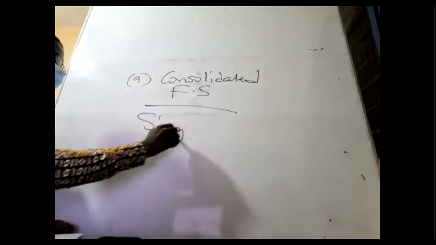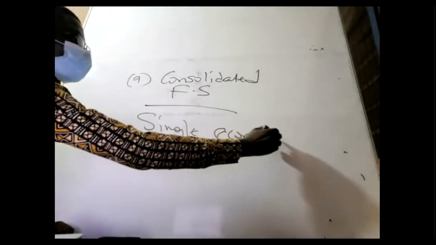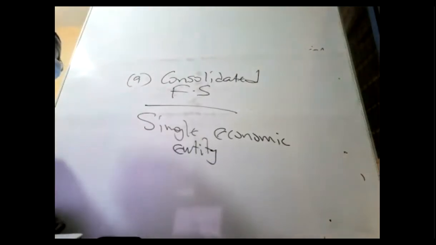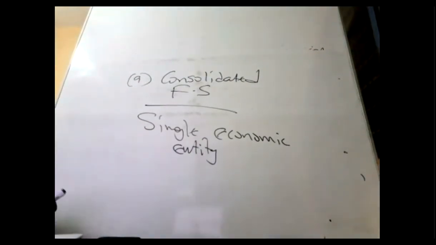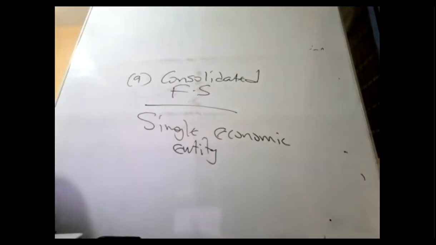Single economic entity. So consolidated financial statement simply means we are presenting financial statements for a group of companies as if they are all one.